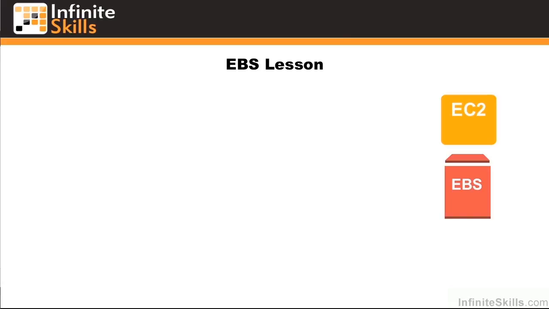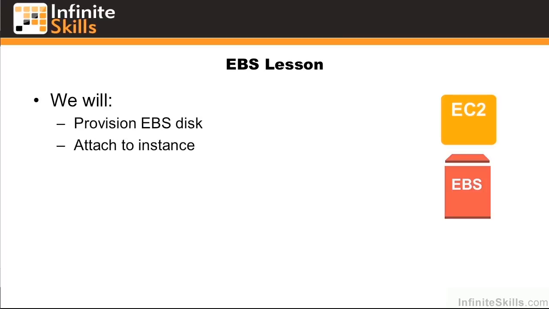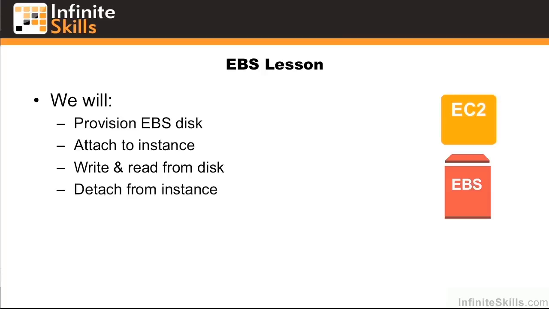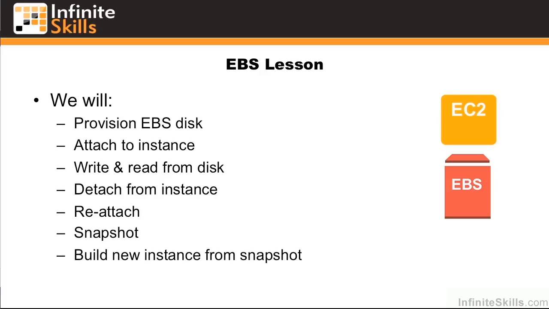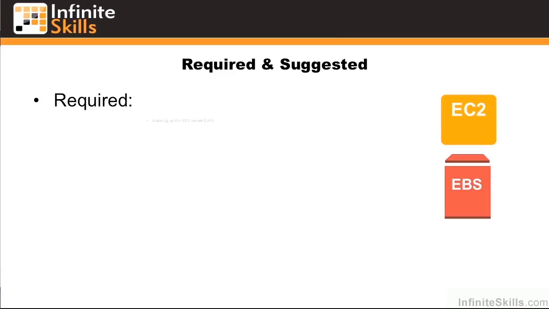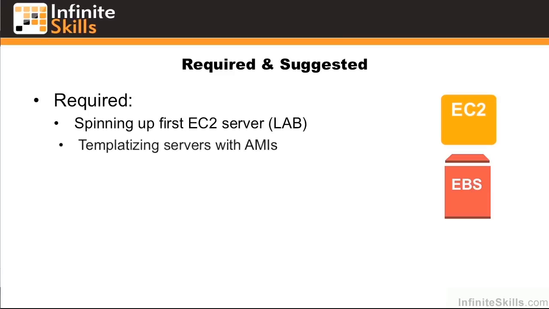In this lesson, we're going to explore basic EBS functionality. We're going to first provision an EBS disk, attach it to an instance, write some data and read that data back out from the disk, detach it from the instance, reattach it, snapshot it, and then use that snapshot to build a new instance.